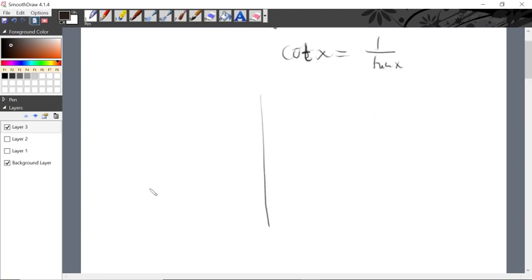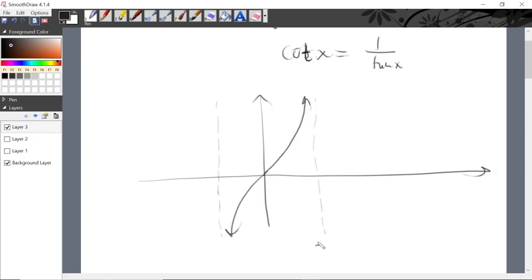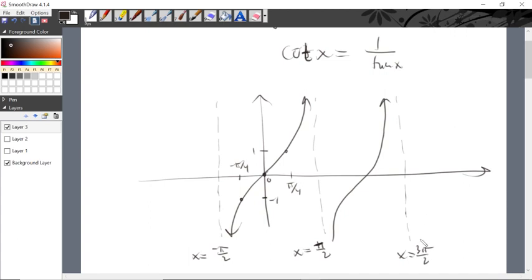So we can start with sketching the tangent. The vertical asymptotes are at pi over 2 and negative pi over 2. This is, of course, the point 0, 0. You get pi over 4, 1, and negative pi over 4, negative 1. Then that pattern repeats, with another asymptote at x equals 3 pi over 2.